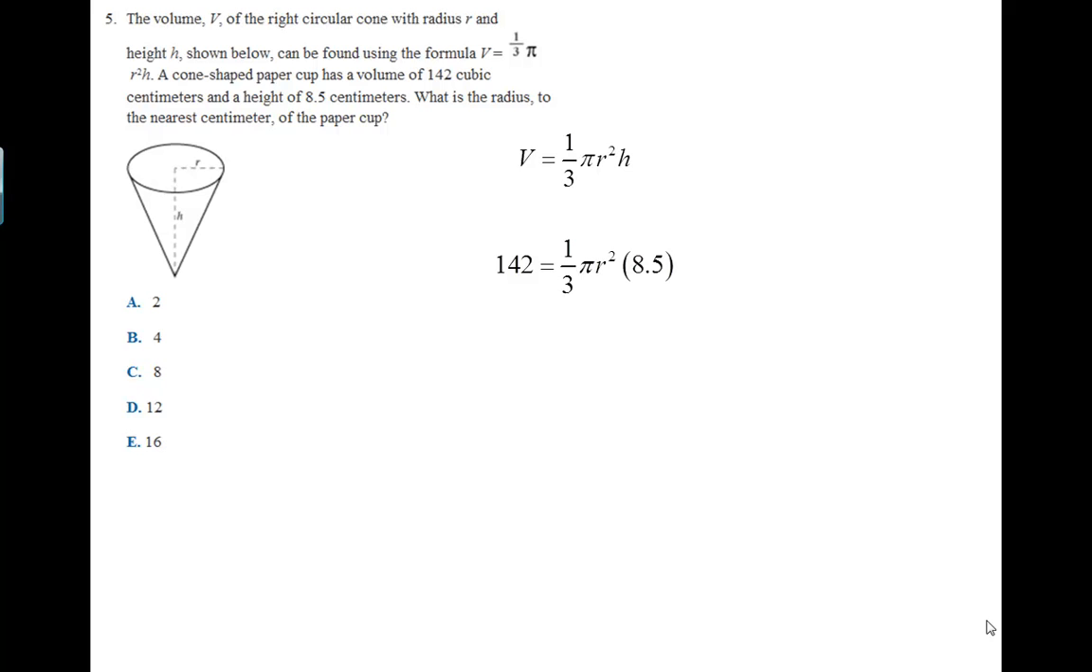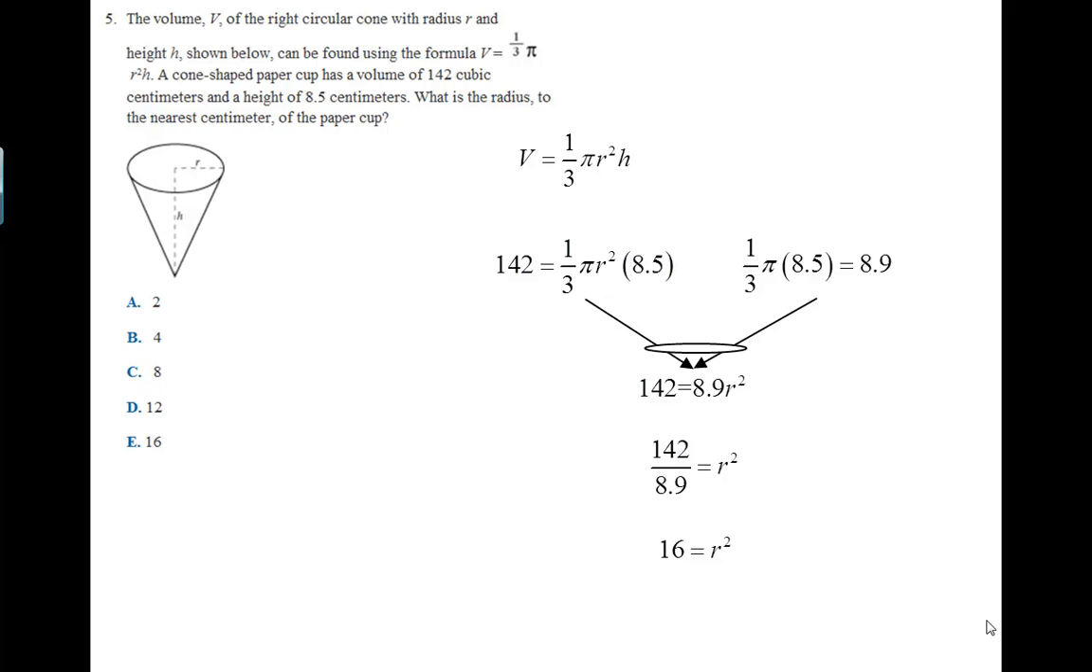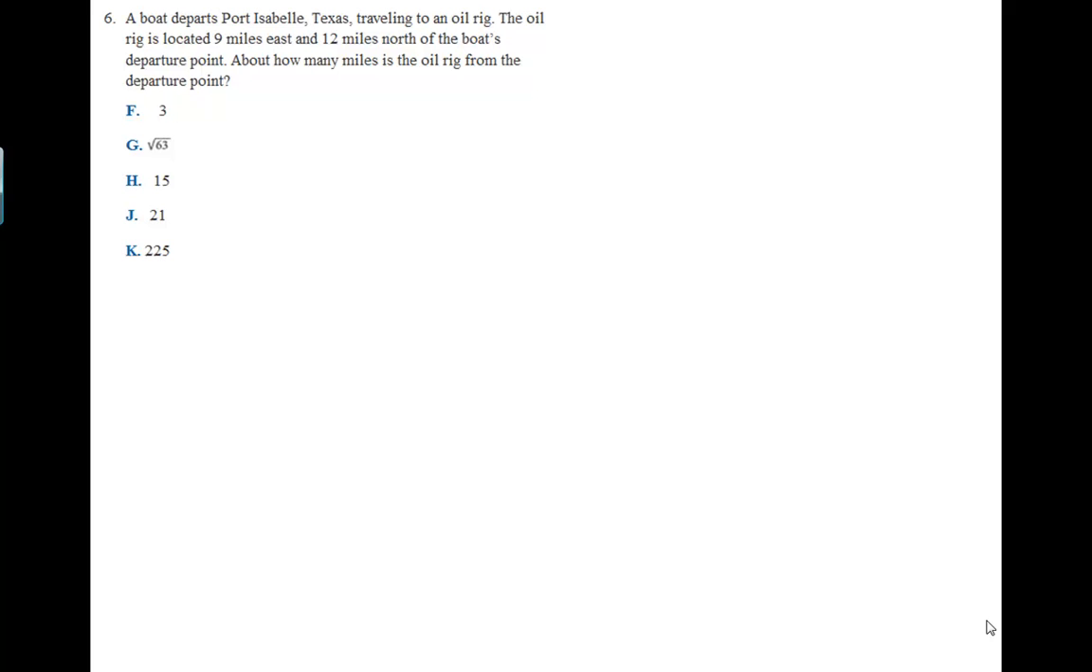Well, I see that it's an approximation. So why don't I just, instead of 1/3 pi times 8.5, that's a number. If I multiply that out, it's about 8.9. So why don't I just substitute that in? 142 equals 8.9 r squared. Divide by 8.9. R squared equals 16. R equals 4.